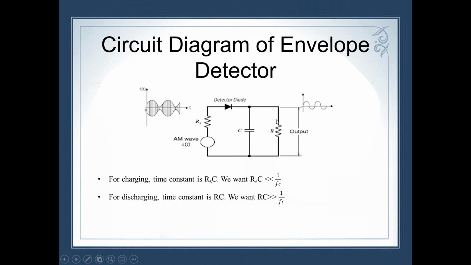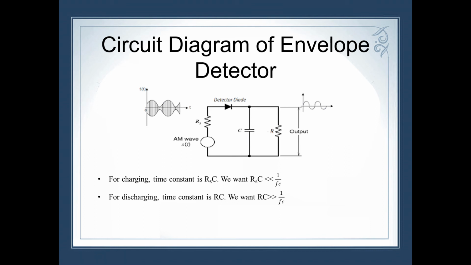This circuit performs envelope detection by simultaneous charging and discharging of the capacitor C. This capacitor charges through this loop and this capacitor discharges through this loop. So when charging, the time constant of the capacitor C is Rs times C, and when discharging, the time constant is R times C. So we want the capacitor to be charged very quickly and to discharge very slowly.